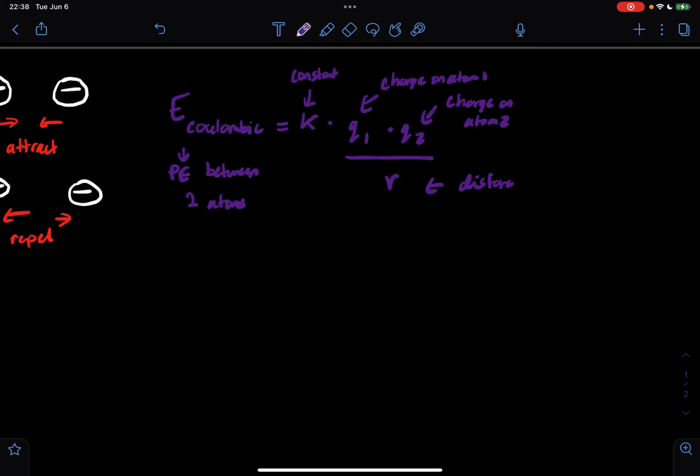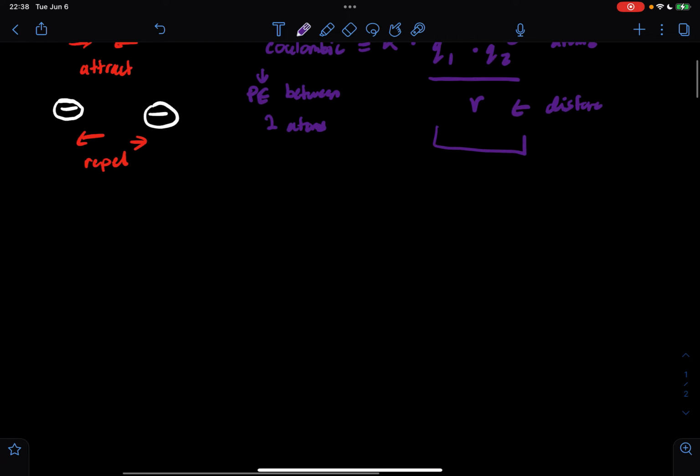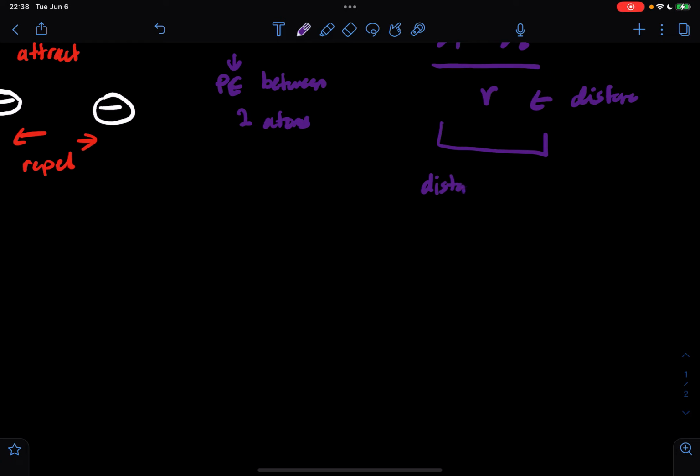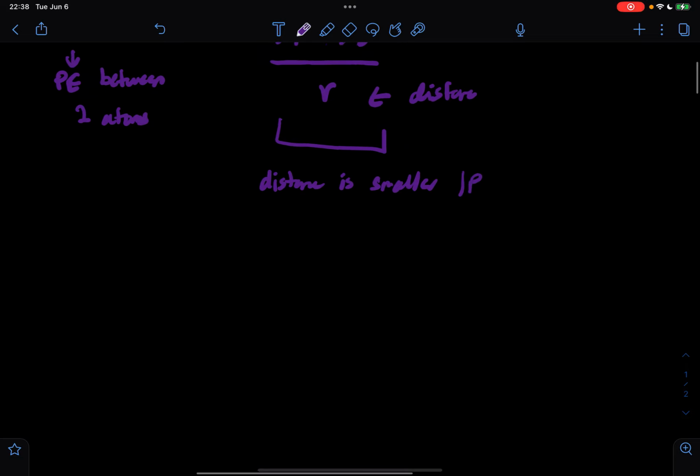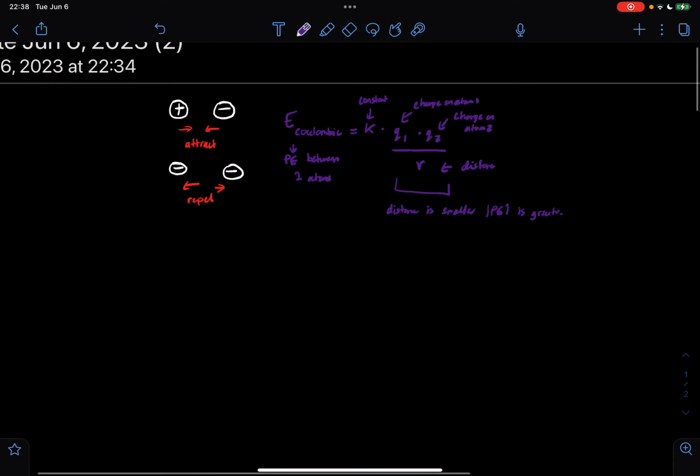So notice here how interestingly distance is actually inversely proportional to the potential energy between two atoms. So this means that as the distance gets smaller, the magnitude of potential energy is greater. And vice versa for when the distance is larger. All right, so now let's actually start to create some energy ladders to depict this.